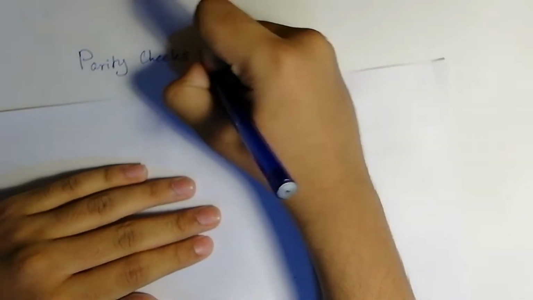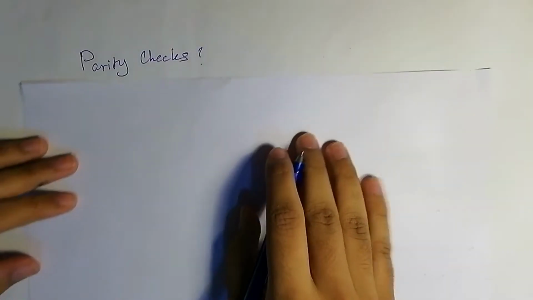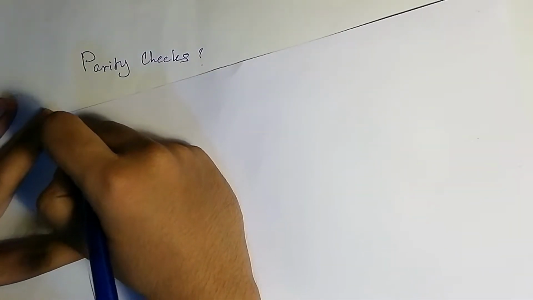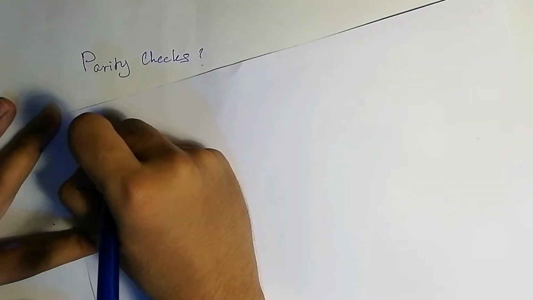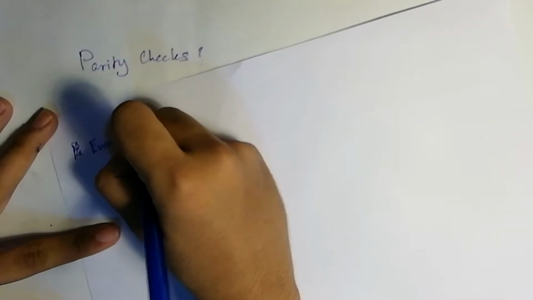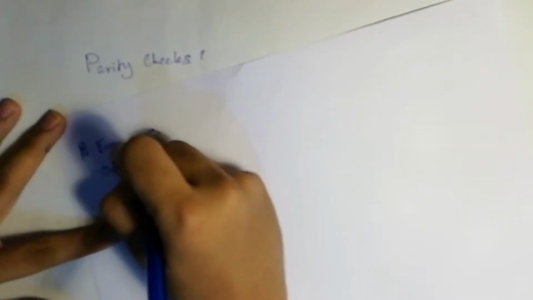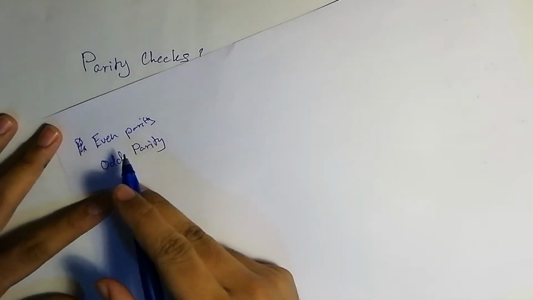Now, what are these? Well, basically, what does a parity check do? Okay, I need to explain this. First, we choose what type we're going to go with. First we have even parity and we have odd parity. We have two parities, even and odd.